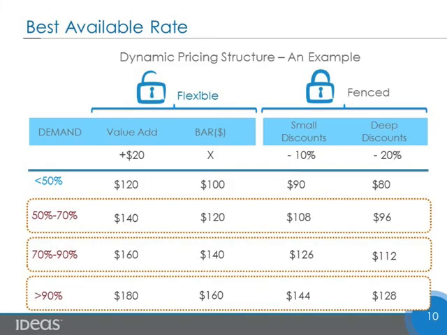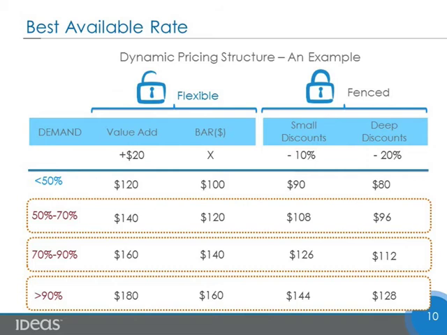Let's take a look at an example of dynamic rate pricing structure. This is a slide I always like to introduce to our clients because it is very clear and straightforward. In this chart, dynamic pricing structure is based on the best available rate, and the value-add package is priced $20 above BAR rate. We may offer a small discount like 10% off BAR with light fences, and offer a deep discount like 20% off BAR for the rate plans with heavy fences.